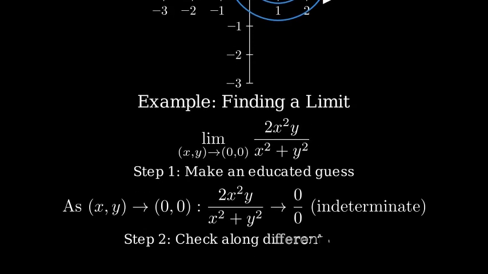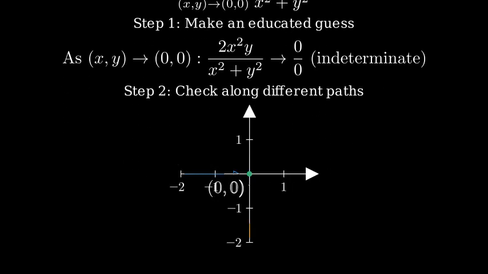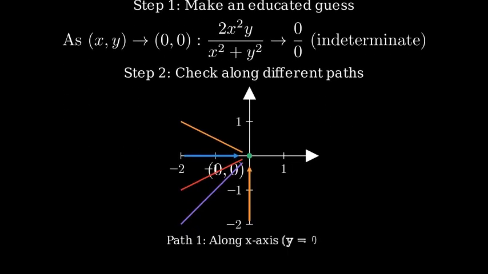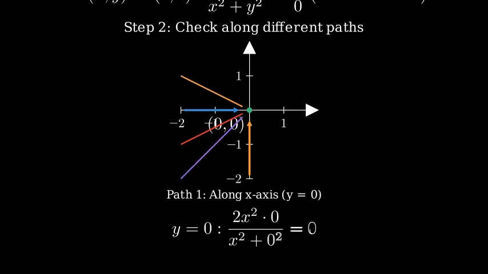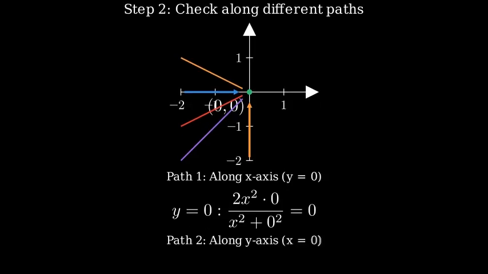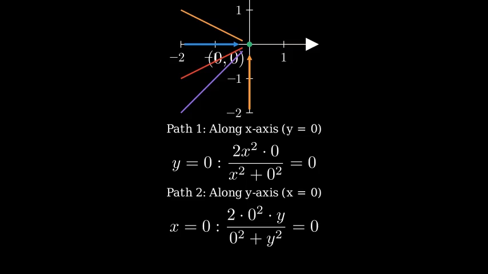Step 2. Let's check the limit along different paths. First, let's check along the x-axis, where y equals 0. Substituting y equals 0 into our function, we get 2x squared times 0, divided by x squared plus 0, which is 0. Next, let's check along the y-axis, where x equals 0.